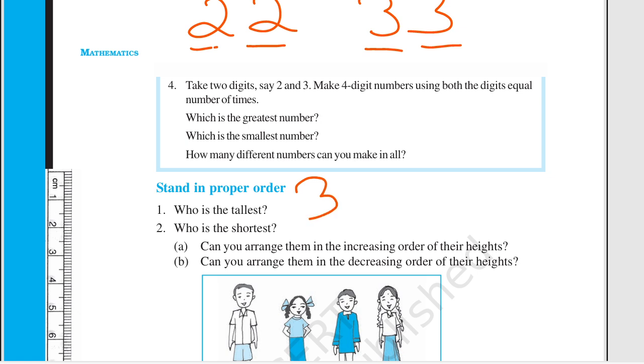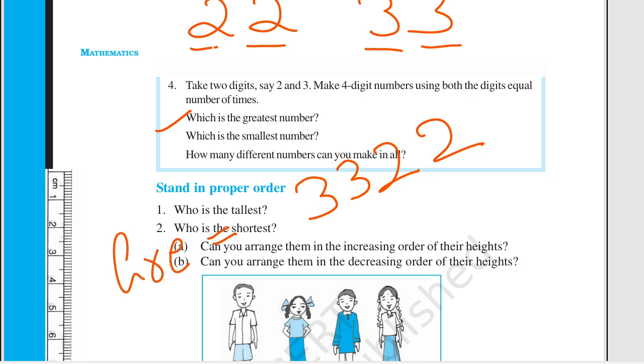And I have already told you, to make the greatest number, if there is a condition that we can repeat the number, we have to repeat the largest number again. Okay, so I will repeat 3. Then we can write 2 and 2. Which is the greatest number? The greatest number is 3322. Here I have used 3 twice and 2 twice. Okay, means I have used the digits an equal number of times.